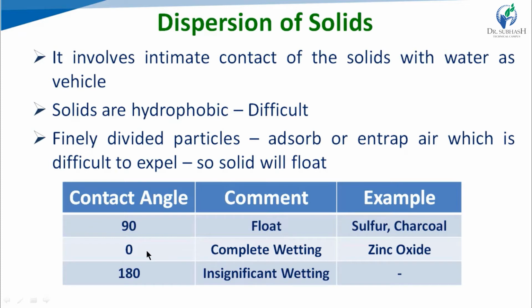If the contact angle is 0, that means there is complete wetting. That means the powder will completely go inside the solvent. That means complete wetting is there between the solid and the solvent. And if the contact angle is 180, then there is insignificant wetting. For example, sulfur and charcoal are such substances which float on water, having a contact angle of 90, whereas zinc oxide shows complete wetting of the solid molecule.